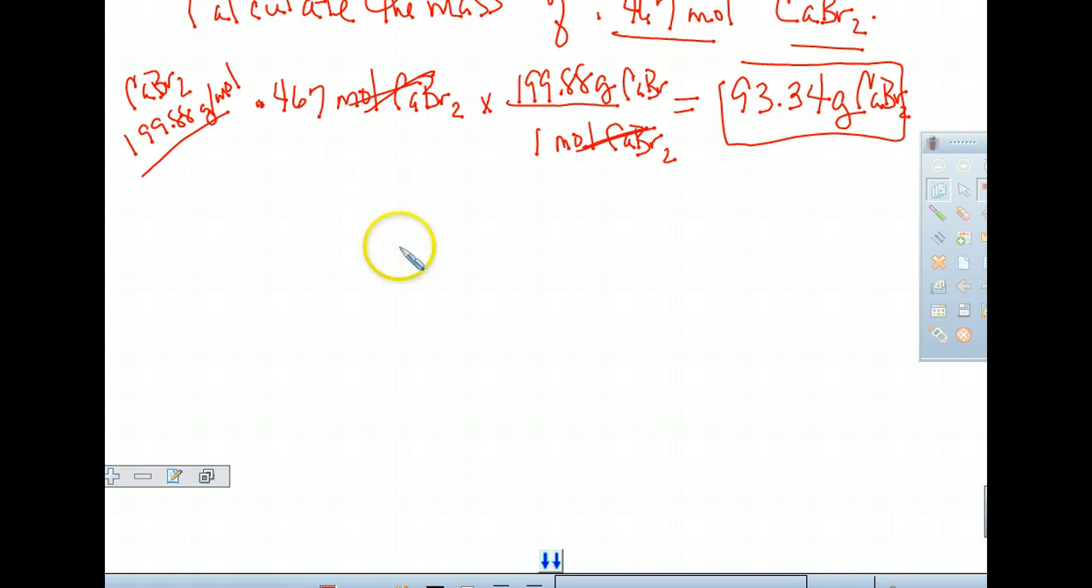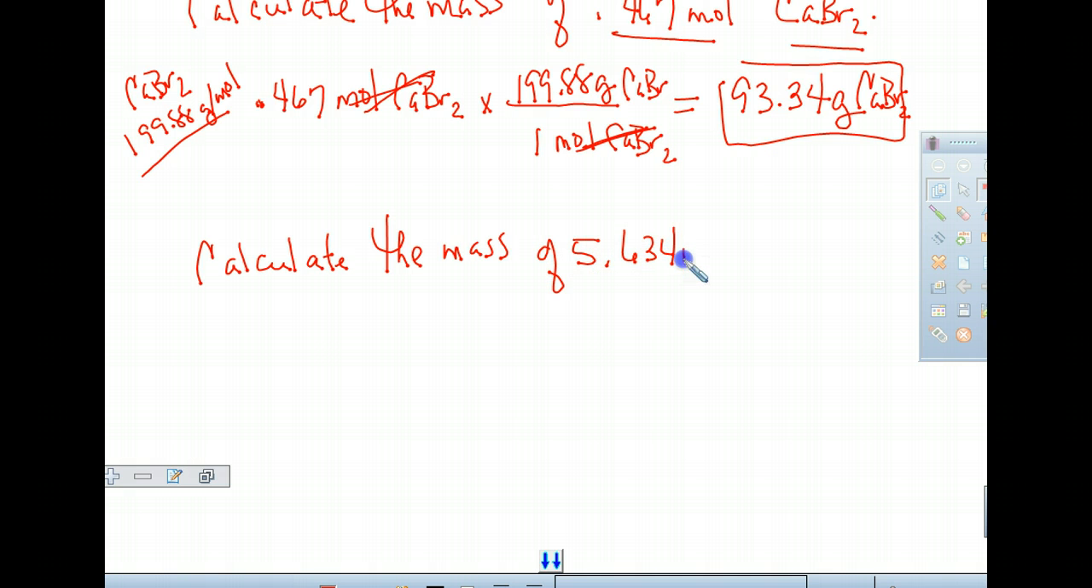So let's try another one. Let's do one. Calculate the mass of 5.634 moles of HCN. Okay, I will give you just a second to set this up while I do my own work on the side. Give you about a minute and then I'll get started.